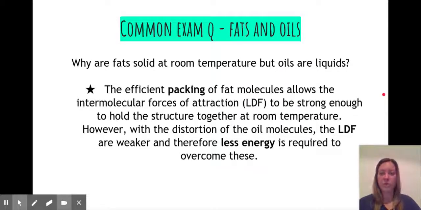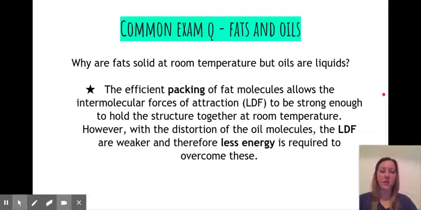Oils, on the other hand, the chains are all distorted, which means that the molecules are further away from each other. The London dispersion forces, this means, are much weaker, so less energy is required to overcome these. So the melting points of oils are below room temperature, which means they are already melted. They are already liquids at room temperature because of that reason.